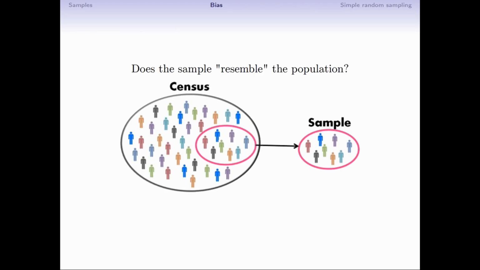Now, what are we talking about here when we're talking about bias? It's always the question of, does the sample resemble the population? I'm extracting a subset from the population. I'm studying the sample. I'm going to try to do the act of statistical inference to infer results from the sample back to the population. Now, does the sample resemble the population?